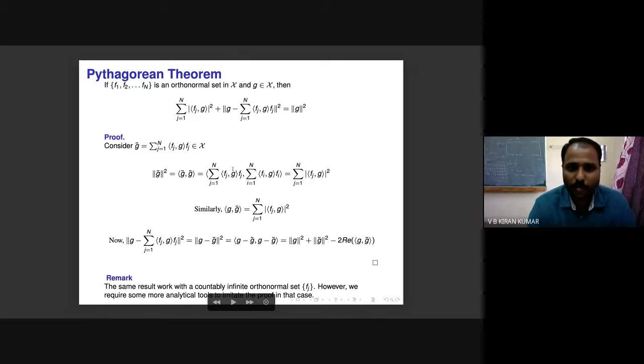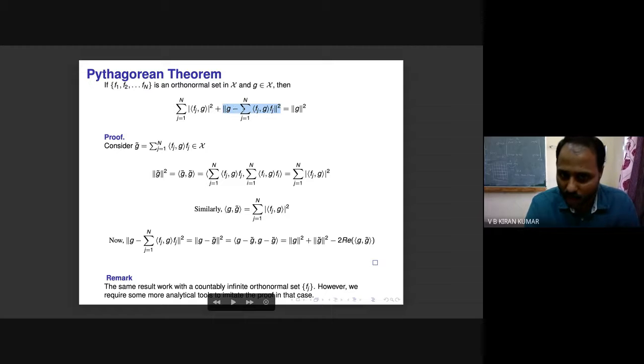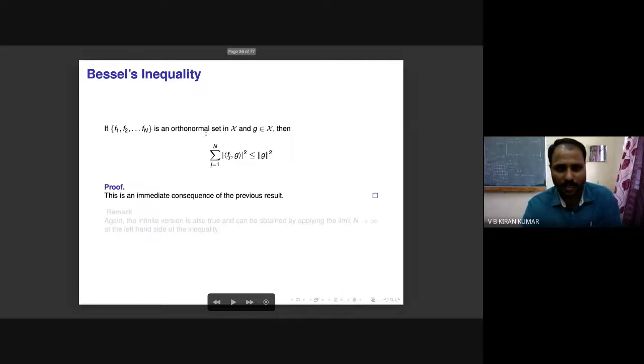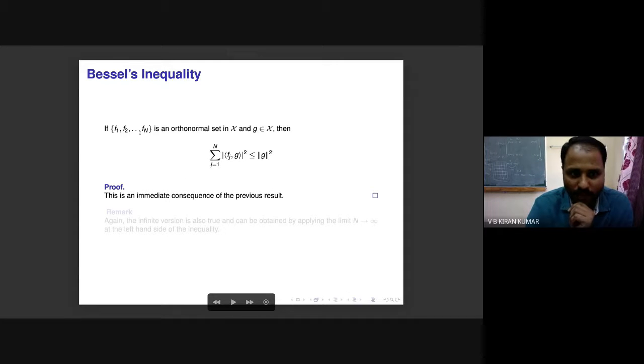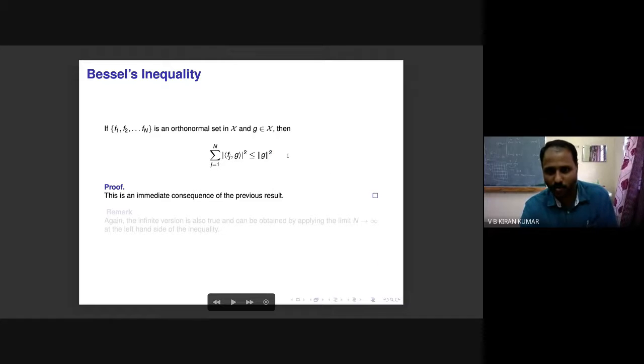Now remember, the same result will work as n tends to infinity also. So this tells you something more. Suppose we remove this term. This is a non-negative thing, right? This is always non-negative. So we have to add a non-negative quantity to this to obtain norm g square. That means this quantity will always be less than or equal to norm g square. So that is what Bessel's inequality tells you. If f1, f2, etc., fn is an orthonormal set and g is any arbitrary element, then this quantity will always be less than norm g square. So that follows from here, right?